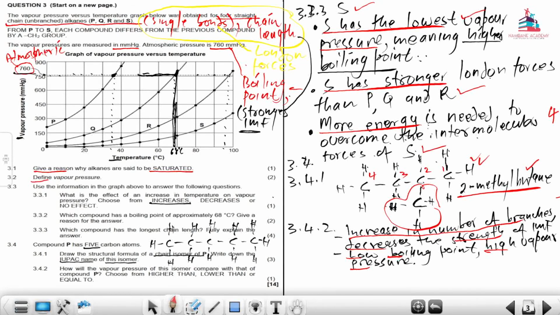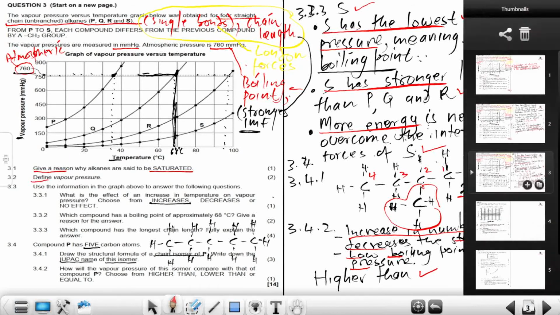So the correct answer in this case should be higher than. So the higher than should be the correct answer. Higher than, and then 1 mark, and then the total thereof, it's now 14 marks. So it was a nice question, but it's a question that wants us now to fully understand what is it that is expected of us.